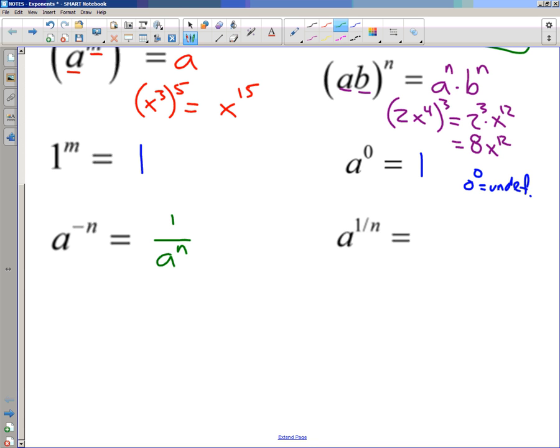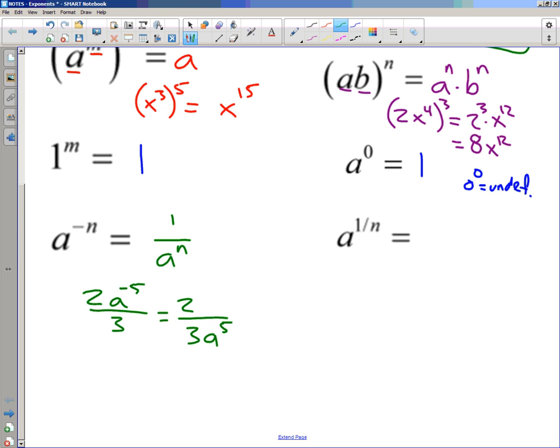So for example, if I had, let's say, 2a to the negative fifth over 3, we would take that a to the negative fifth, and it would move to the bottom of the fraction. Now the 2 and the 3 wouldn't go anywhere, but the a to the fifth would move to the bottom, and it is now a positive fraction.